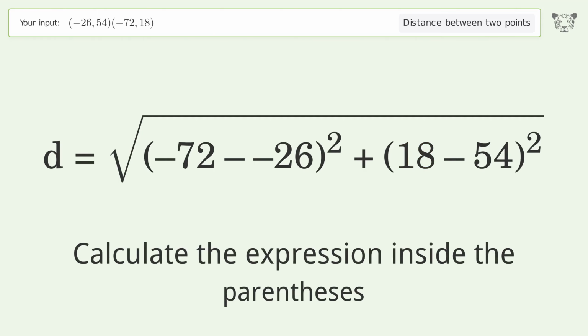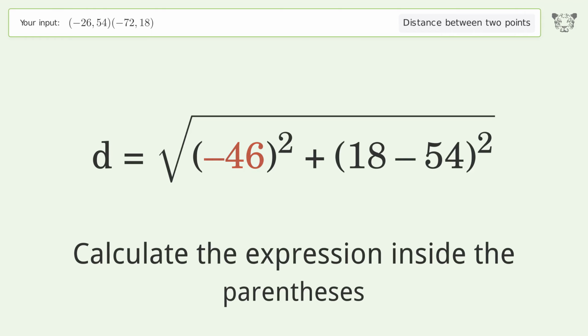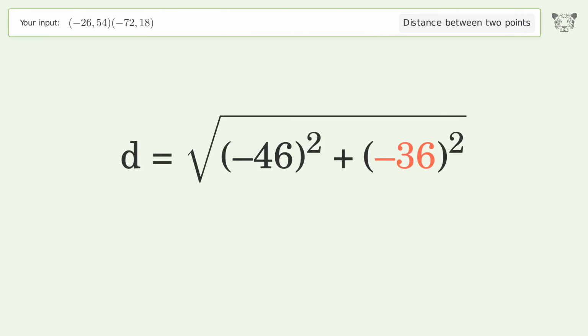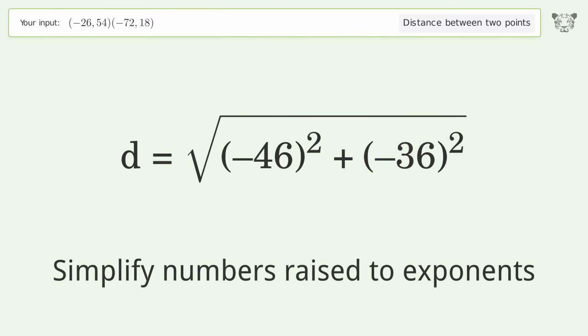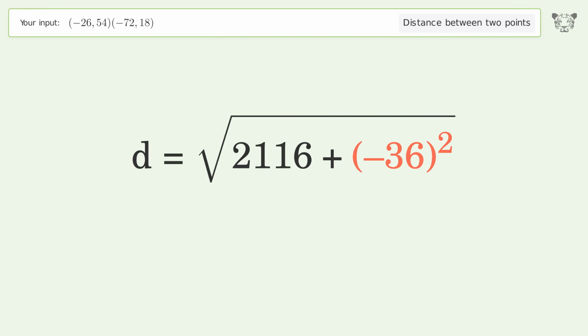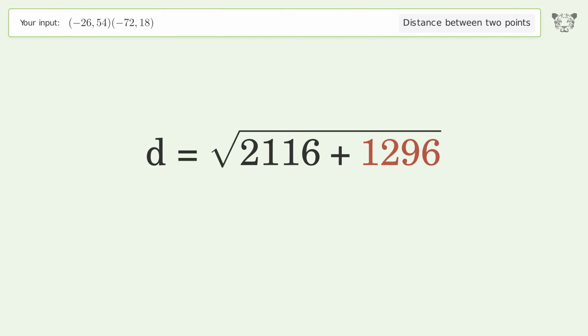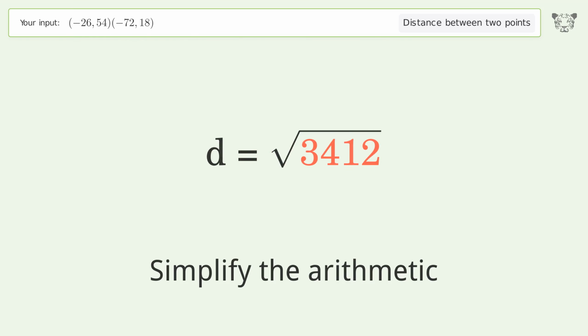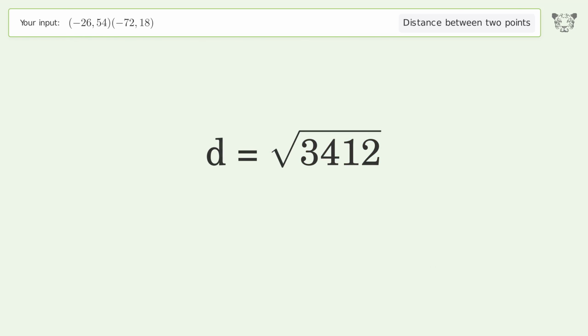Calculate the expression inside the parentheses. Simplify numbers raised to exponents. Simplify the arithmetic. And so the distance between the 2 points is the square root of 3,412 or 58.412.